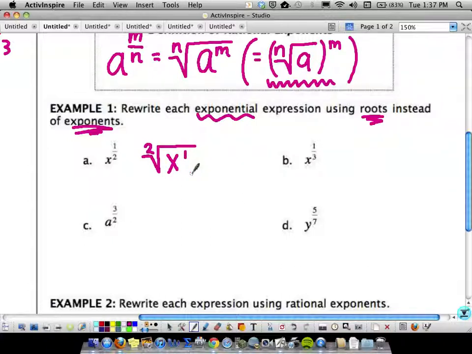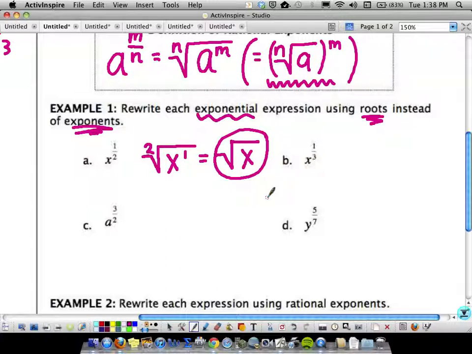Now, we would never leave our answer for this one like this. We would never actually put the 2 here, because remember, if there's no number up here, it automatically means the square root, so we don't actually need that 2 there. And additionally, x to the first, we usually don't write that. So it's simplest to just write the square root of x for that first one.